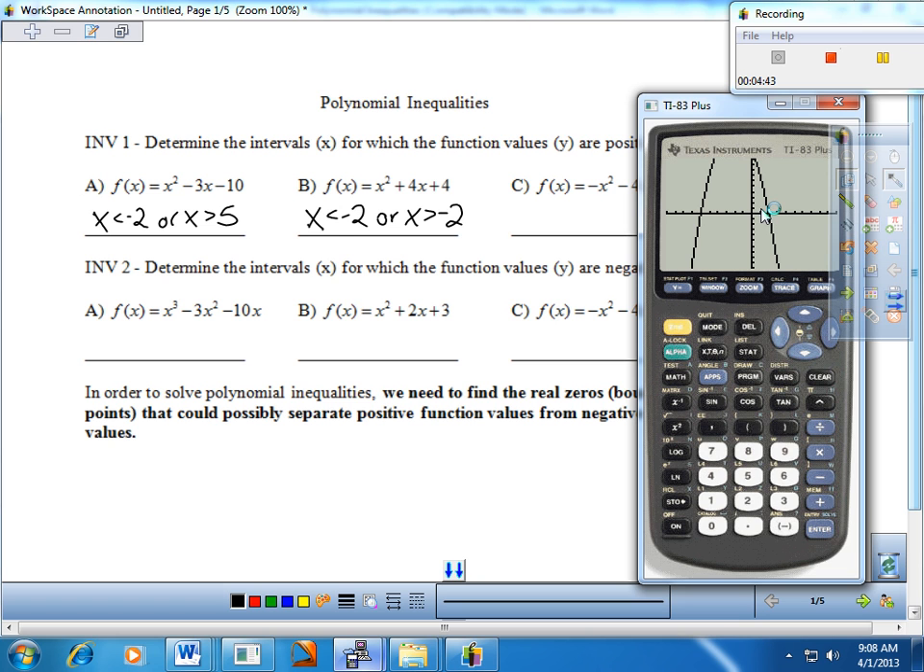Okay, so let's kind of talk about that. It looks like 1, 2, 3, 4, 5, 6. So to the right of -6, everyone okay with that? And also to the left of +2. I guess that's what I see. It's in between -6 and +2.